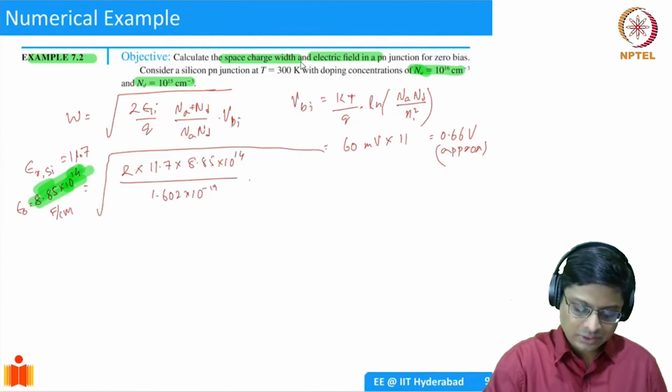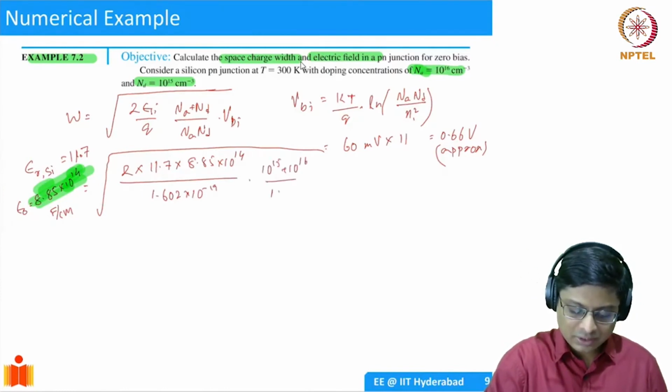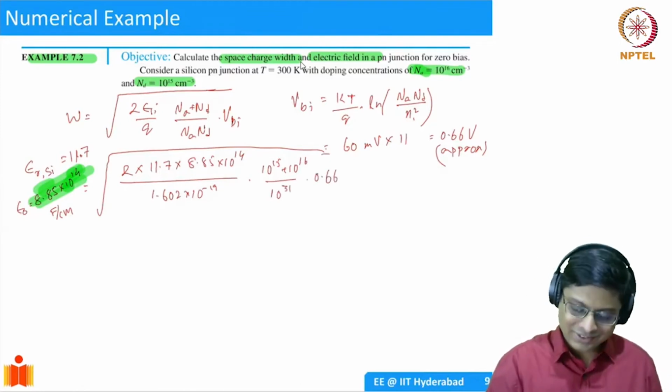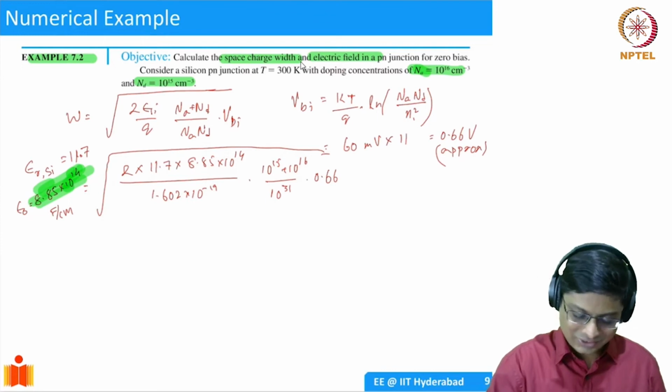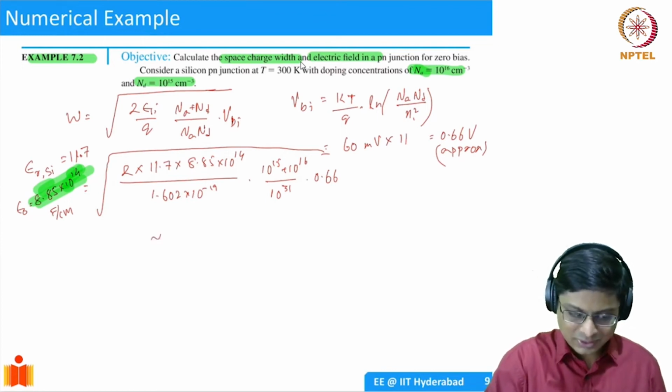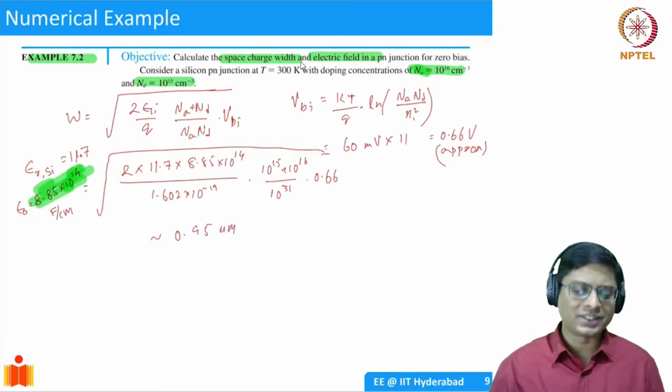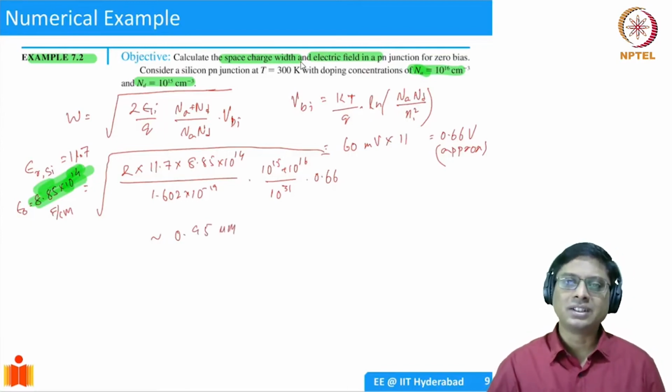Okay, so this is going to be 10^15 plus 10^16 divided by 10^31 times 0.66. Okay, I'm not going to calculate this, but I just saw before the class, I think this turns out to be about 9.95 micrometers.